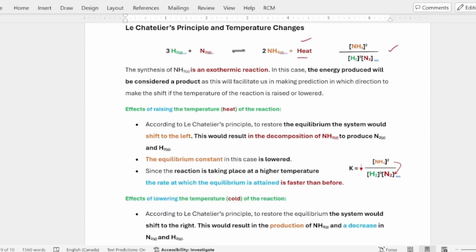So let's see what happens if the temperature is raised. If you raise the temperature, it's like adding a product. So according to Le Chatelier's principle, the reaction will shift in that direction.